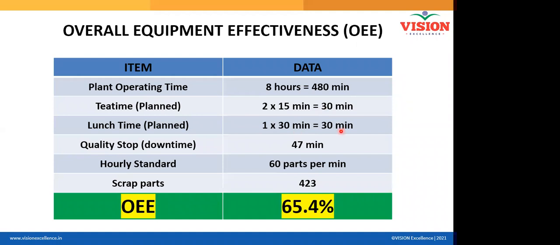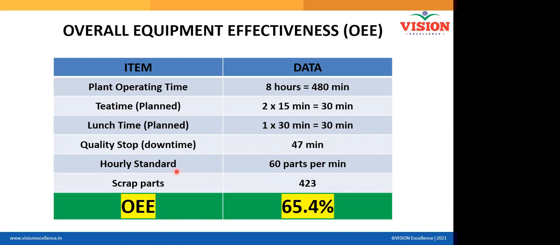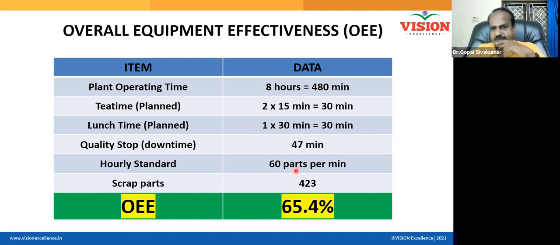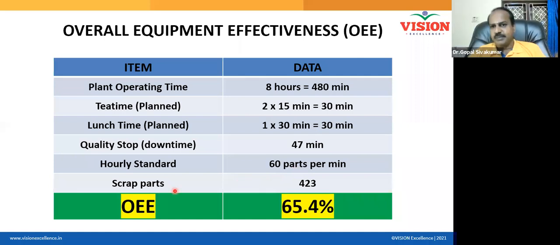30 minutes. And then a quality stoppage happens. Some failure has happened. So this is unplanned. You see, quality stop means this is unplanned. It's a downtime. Your machine is down. How much time is wasted? 47 minutes. And hourly standard 60 parts per minute. What do you understand? Every minute your machine will produce 60 parts. Now scrap means rejected. In this shift 423 units are rejected.